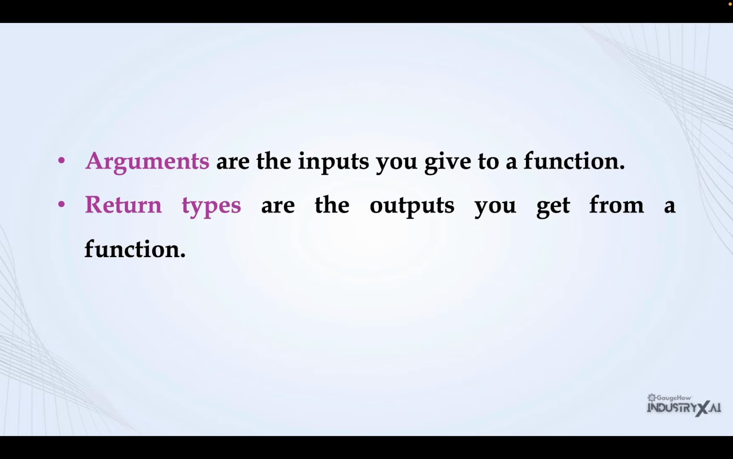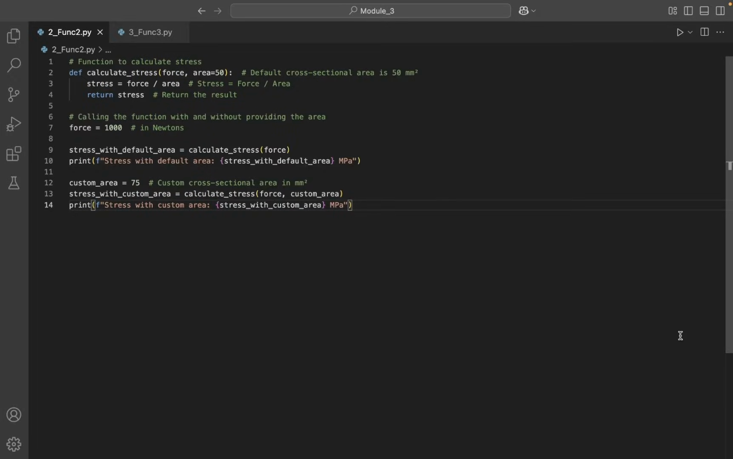So to understand the part of arguments, let us go to the VS Code where we have already created one program. Here you can see that we have created one function with the keyword def. The function name is calculate stress, and to calculate the stress, two arguments are required, that is force and area. As you can see, the first argument provided is force and the second argument is area, and the argument area is provided with a default value. So if the user does not provide any other value, then the default value for the area will be considered to be 50. After providing the arguments, a colon symbol is provided, and within that the required operation is performed.